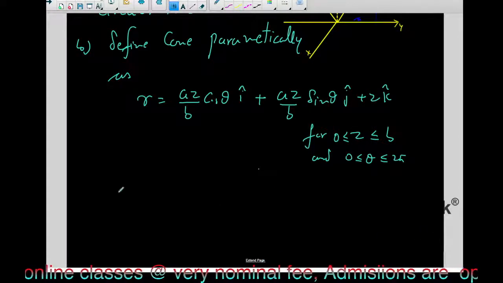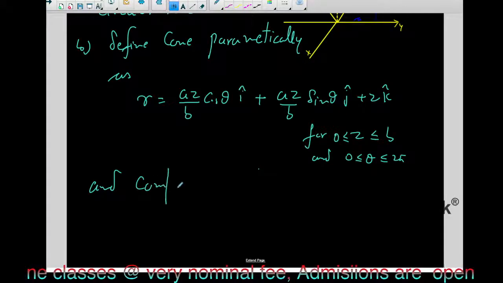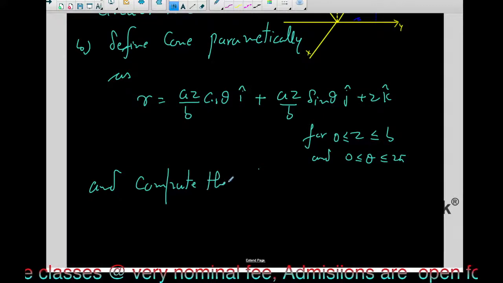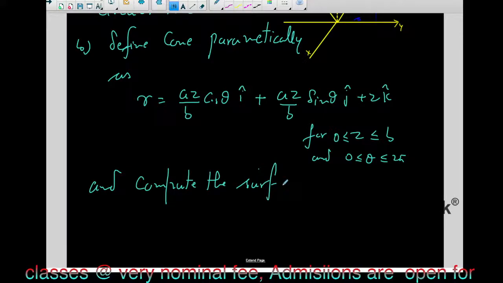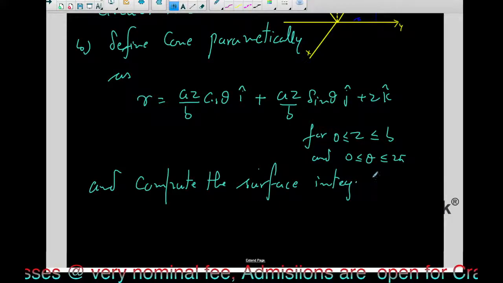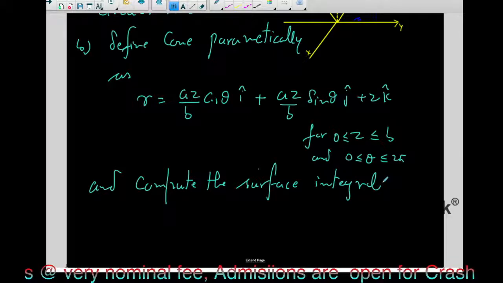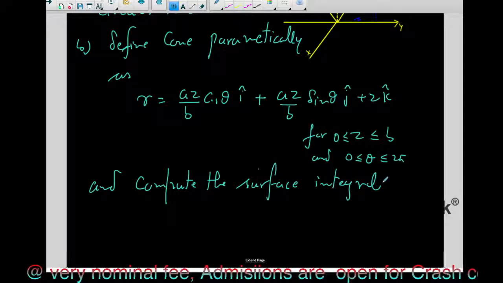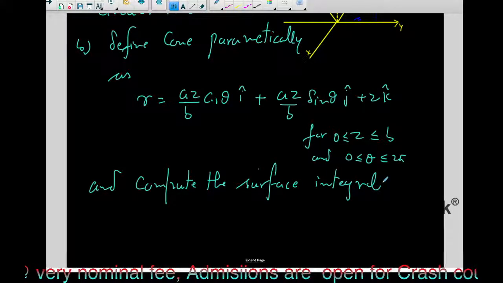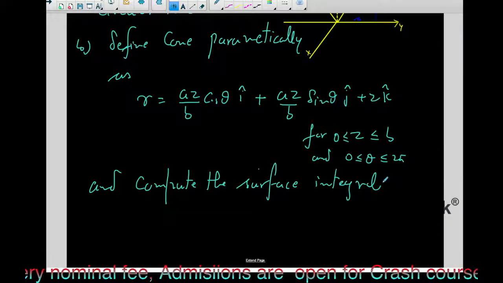And compute the surface integral. Yes, try it yourself. So you all know the final area of the cone. Then we will go for the surface area of the sphere later on, in the next lecture.